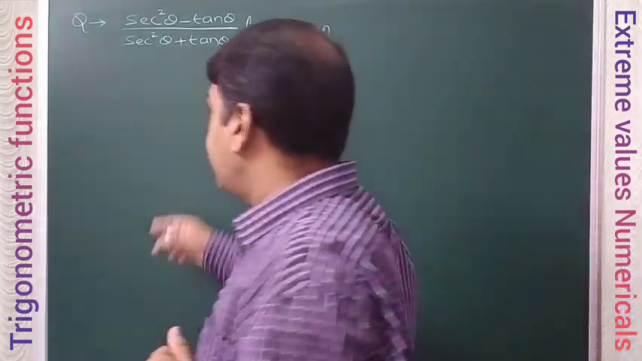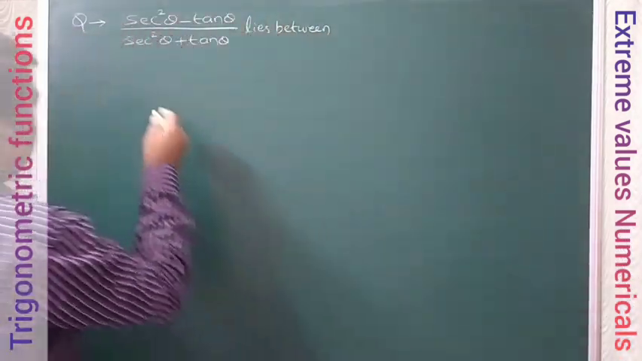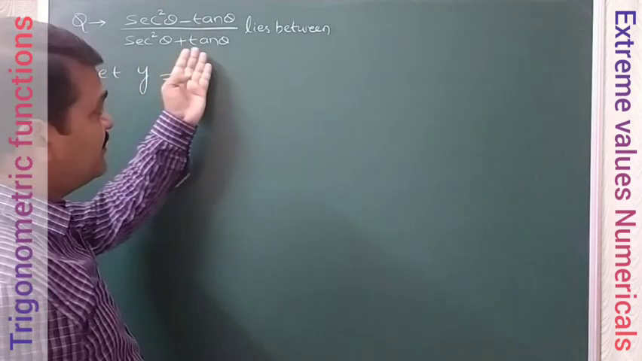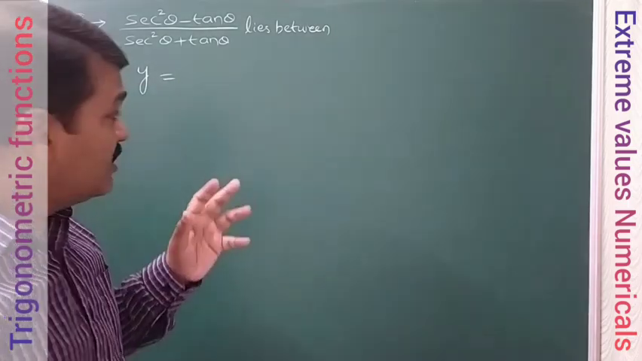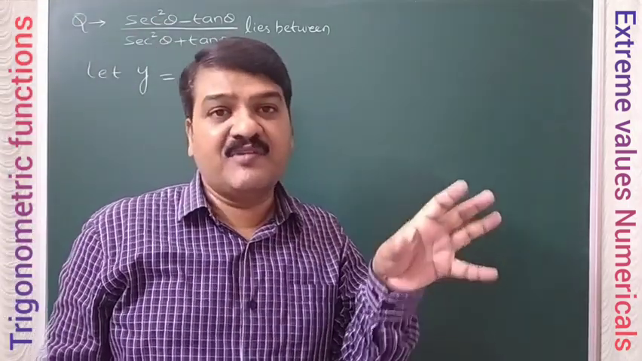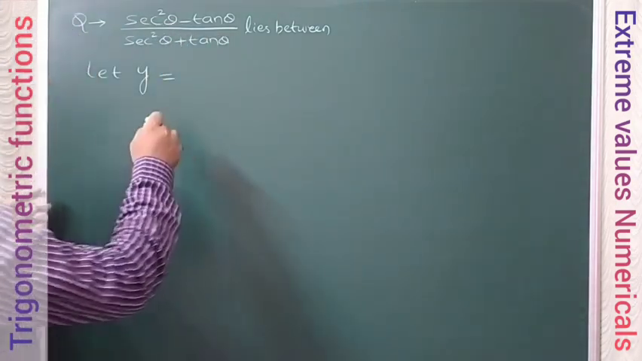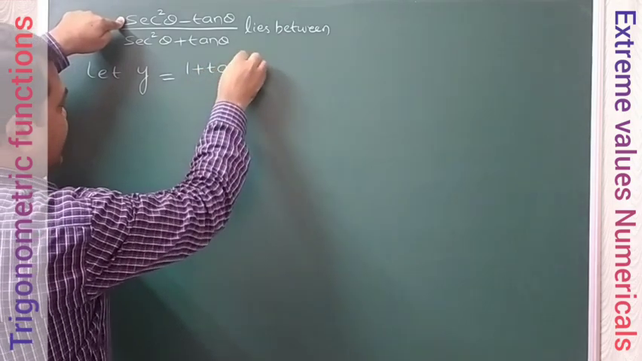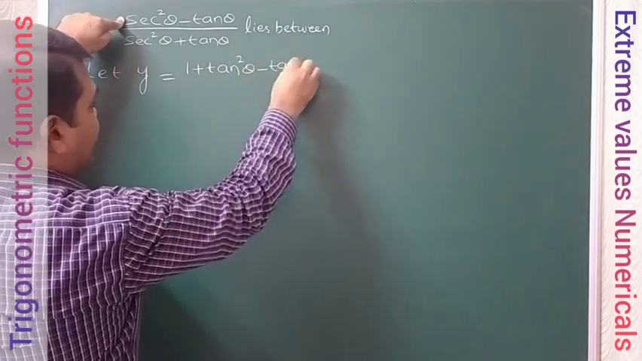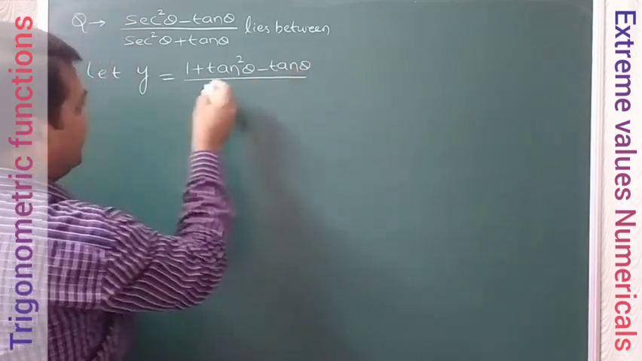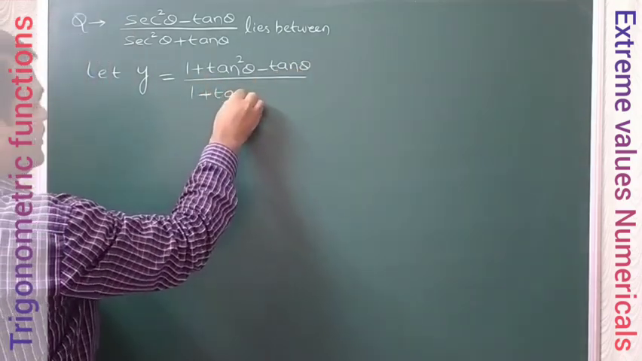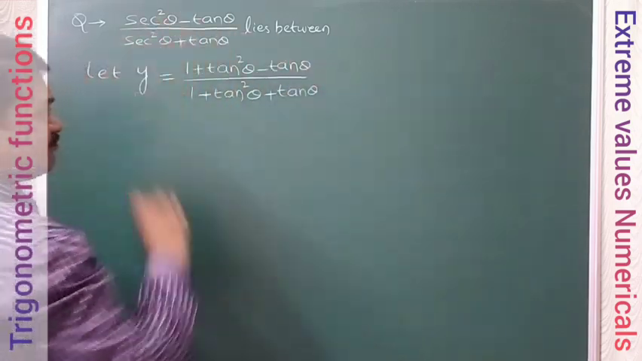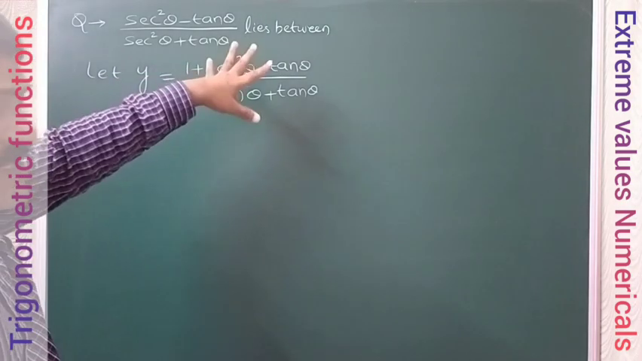So let us consider this expression as some y. We want the range of the expression which I am taking as y. Therefore, the range of y, or the interval of y, is finally required. So let us write secant square theta as 1 plus tan square theta. When we write secant square theta as 1 plus tan square theta, the complete RHS function is in terms of tan now.